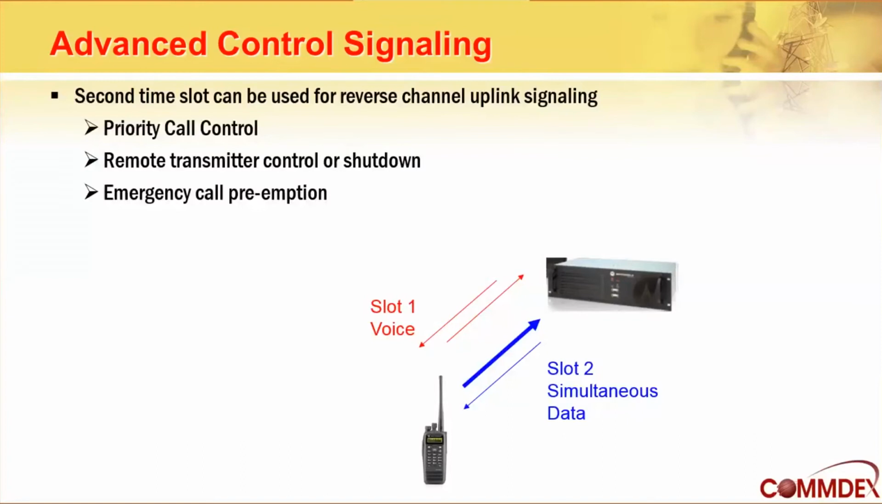We can do things like remote transmitter controller shutdown. So if a transmitter gets locked up or something, we can still access it by the second control channel, by the second time slot, and shut it off. We can also do things that we typically associate with trunking, things like emergency call preemption, where we prioritize some calls over other calls for access.